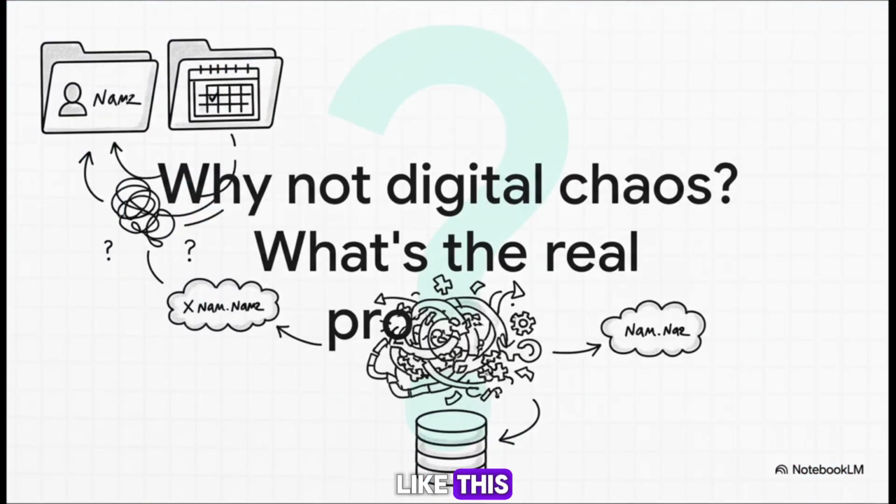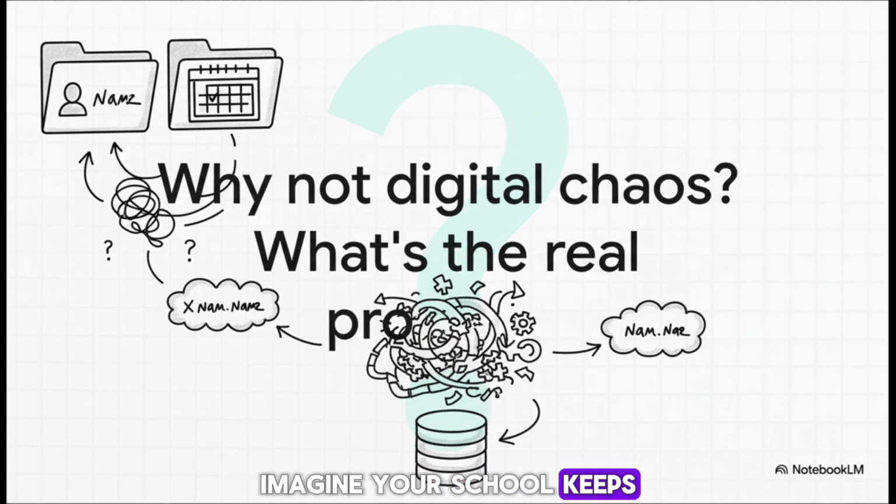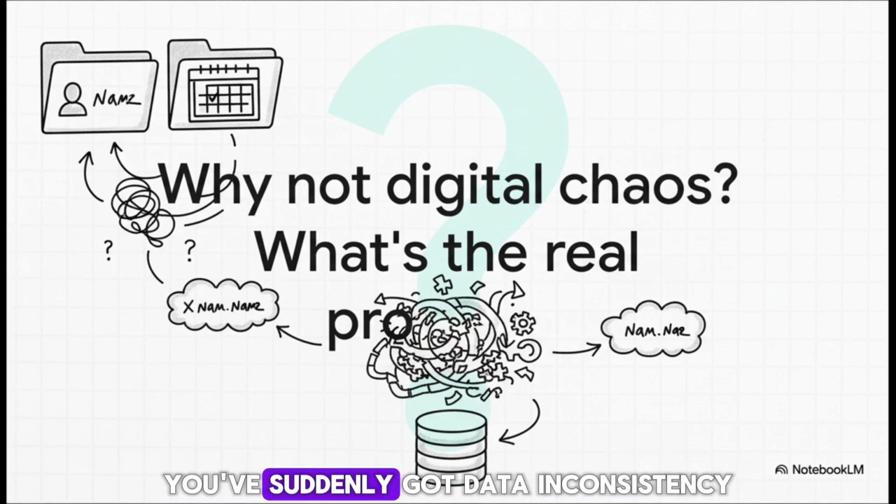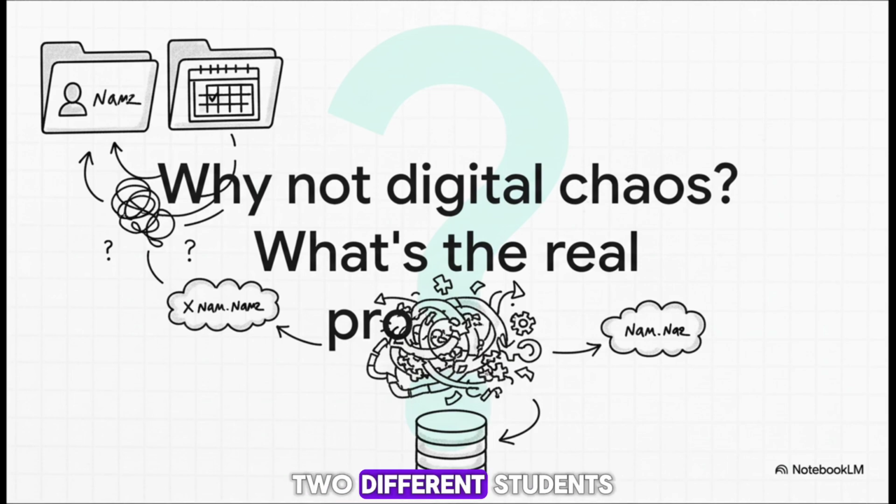Well, think about it like this. Imagine your school keeps a list of student names in one file, but their attendance records are in a totally separate file managed by someone else. Now, what happens if a student's name has a little typo? If it only gets fixed in one of those files, you've suddenly got data inconsistency. The computer now sees two different students.